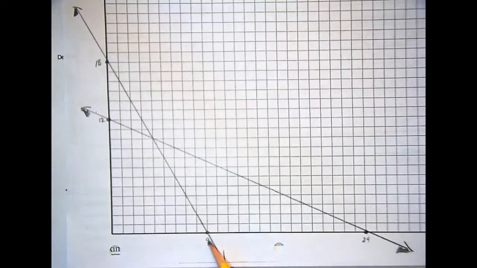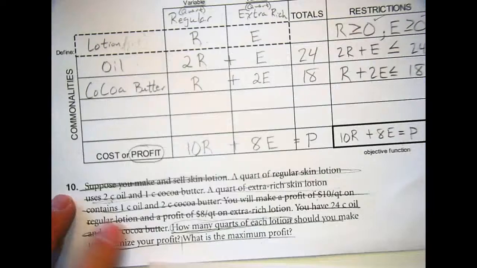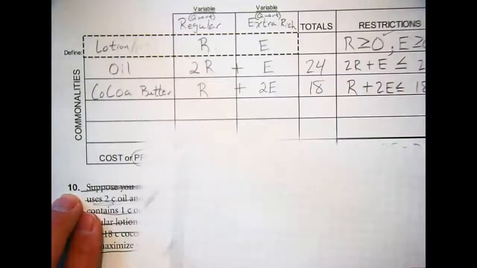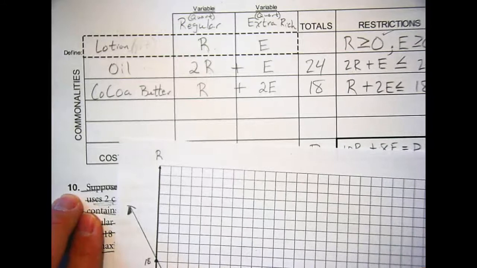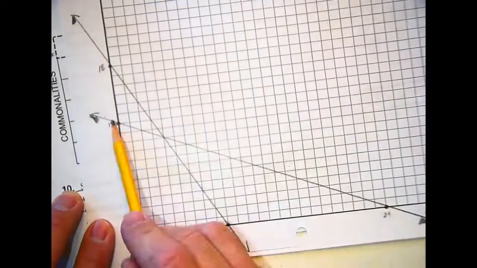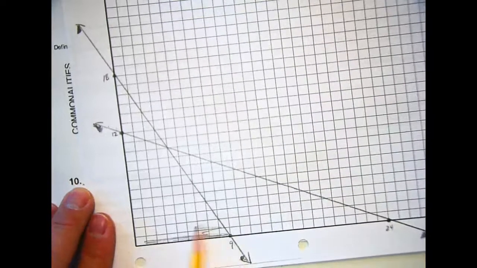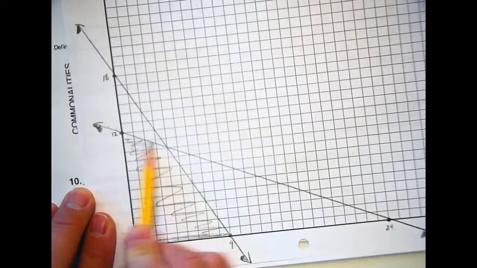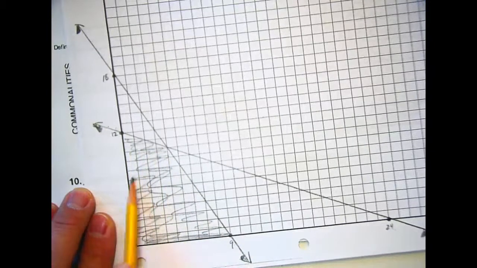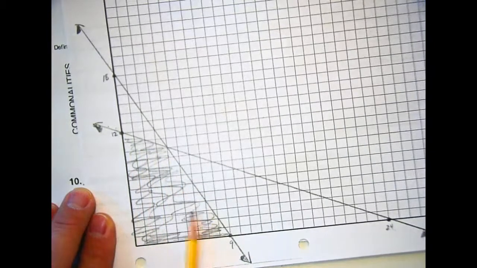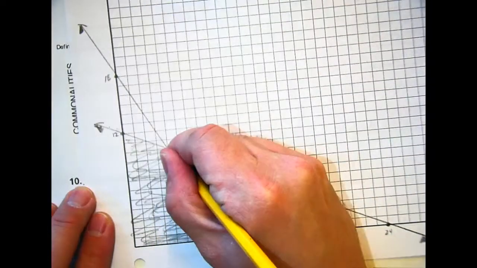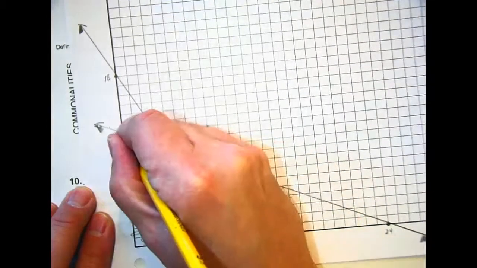Okay, crosses at 9 and 24 on E, right? 9 and 24. And then I had my 12 and 18 for R's. Okay, so 12 and 24. 12 went to 24. 9 went to 18. All right, my shading appears to be this area right here. Okay, and I know that based upon testing 0, 0. They're both shading down. Looks like this is my other point besides this point.